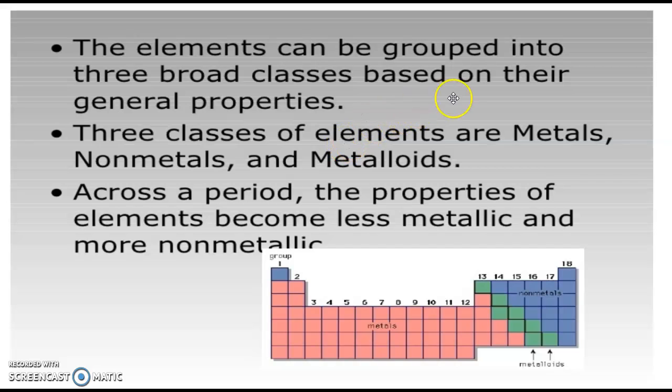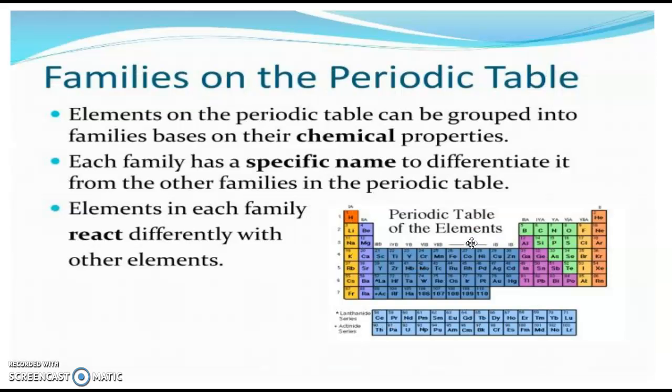The elements can be grouped into three broad classes based on their general properties. The three classes of elements are metals, non-metals and metalloids. Metalloids have properties of both metals and non-metals, with slight changes. Across a period, the properties of elements become less metallic and more non-metallic.